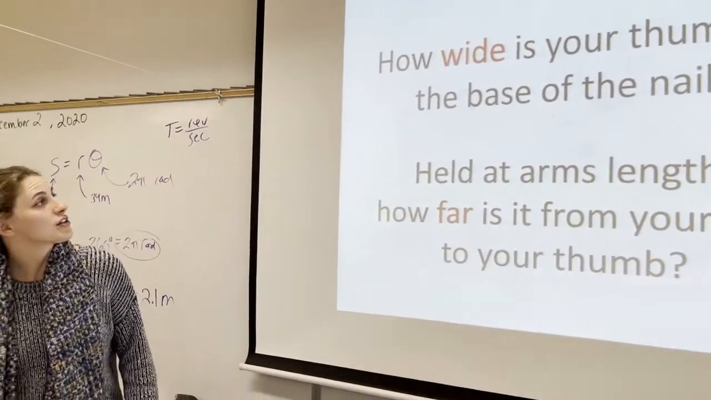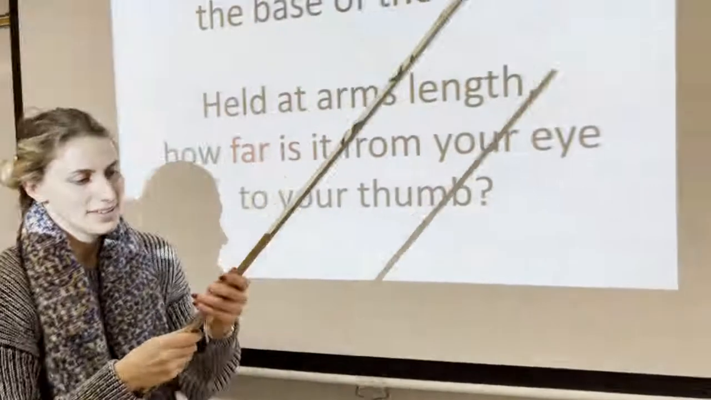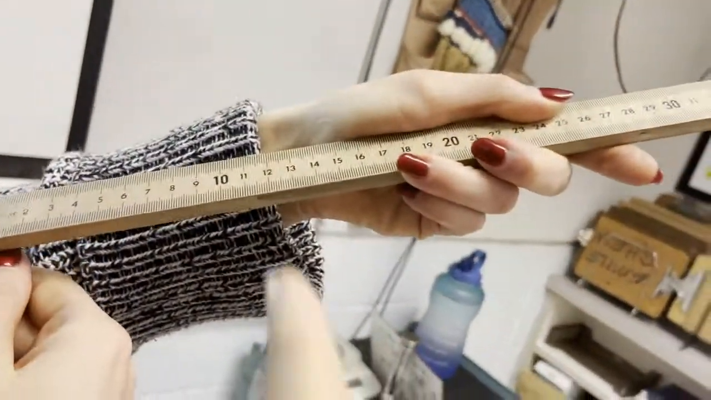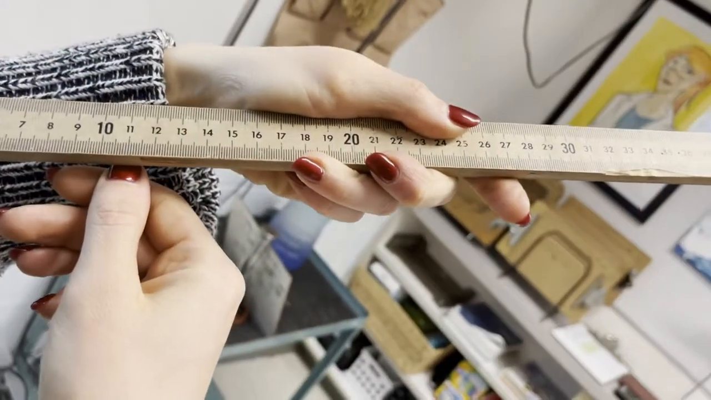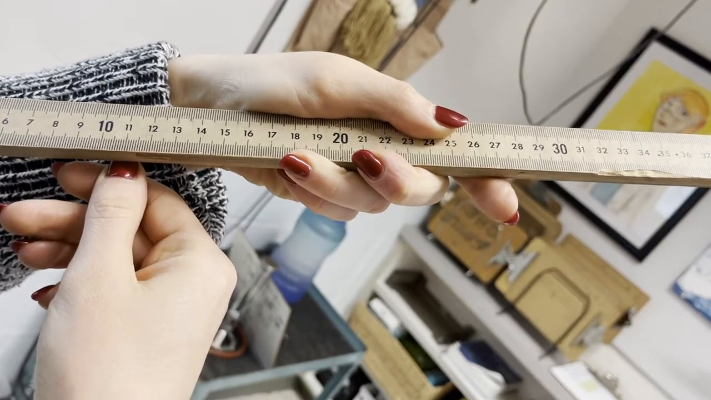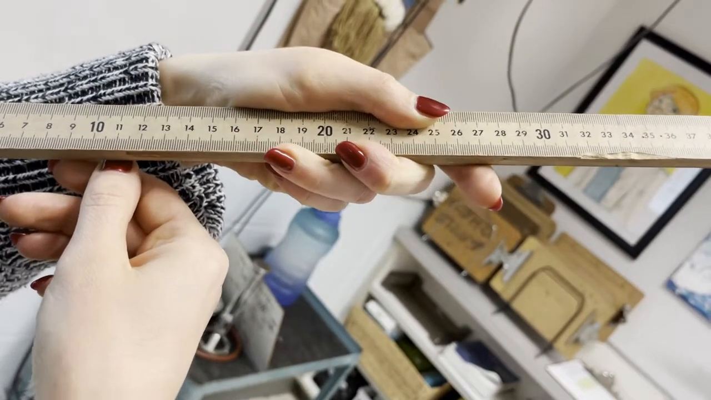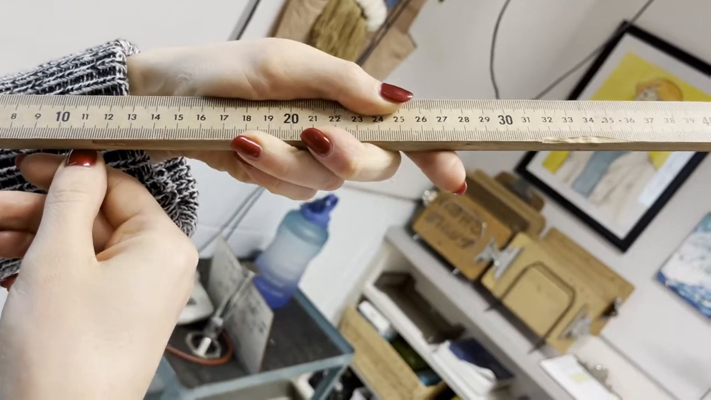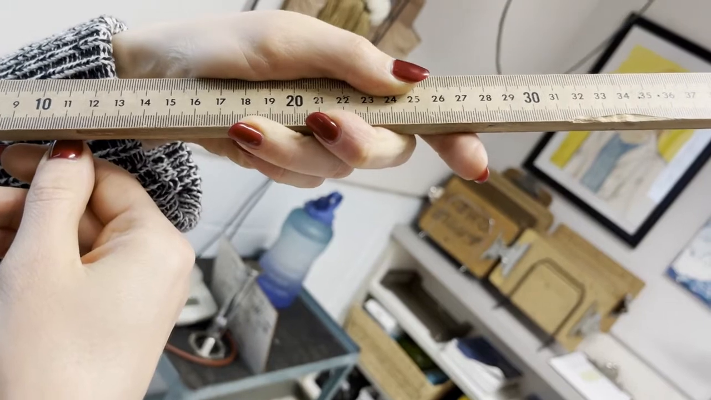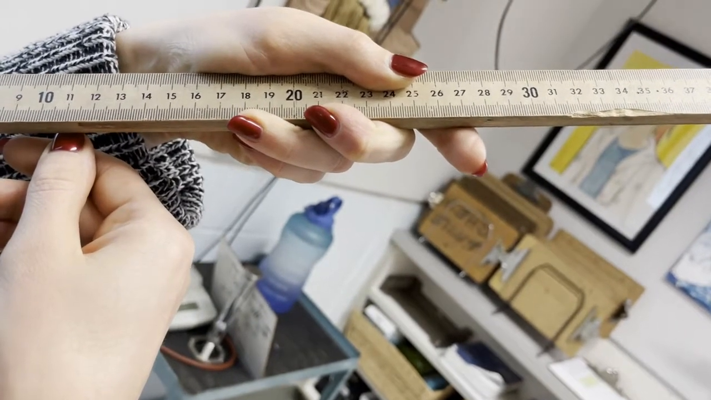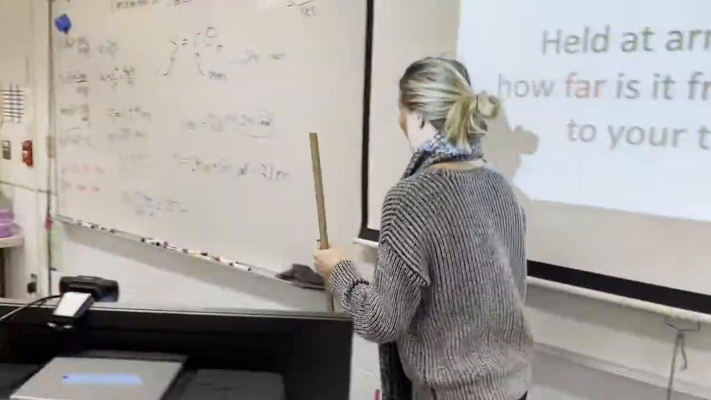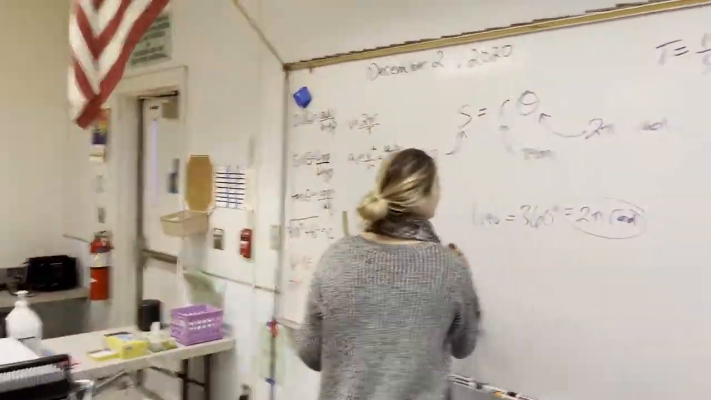How wide is your thumb at the base of the nail? So if you have a ruler, measure that. What are you going to call that? I'm going to call that maybe 0.07, sorry, 1 centimeter is 0.01. So that's 0.01 something. 0.017? We'll call it 0.017.